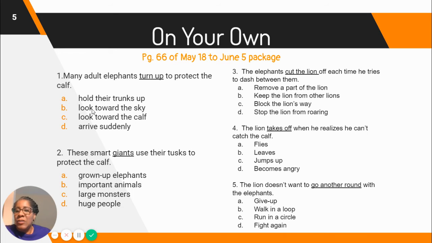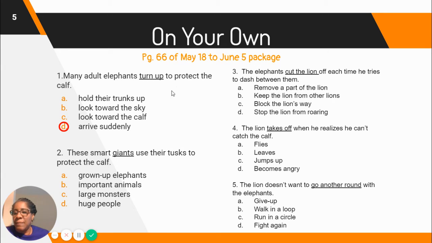Welcome back. So I hope that you guys had fun visualizing the different sentences. So let's look at the first one. So many adult elephants turn up to protect their calf. Okay, so as we go through, do they hold their trunks up? Do they look forward to the sky? Do they look towards the calf, or do they arrive suddenly? So hopefully you have eliminated your answer and you selected D as the correct answer. They turn up to protect, they show up. Okay, that's another way of saying they show up to protect their calf.